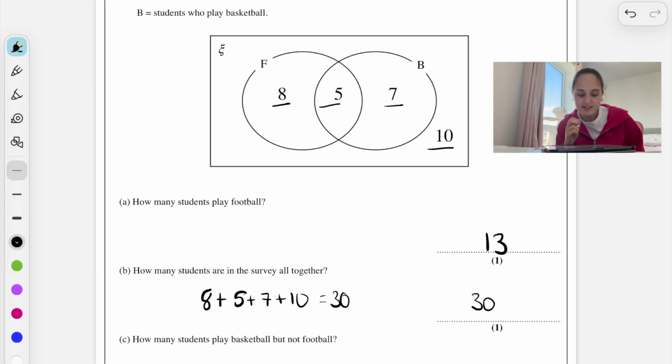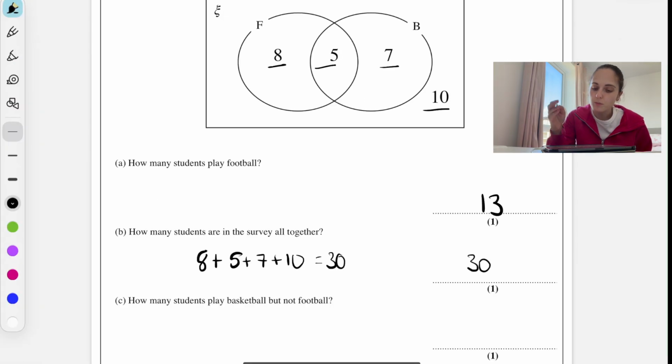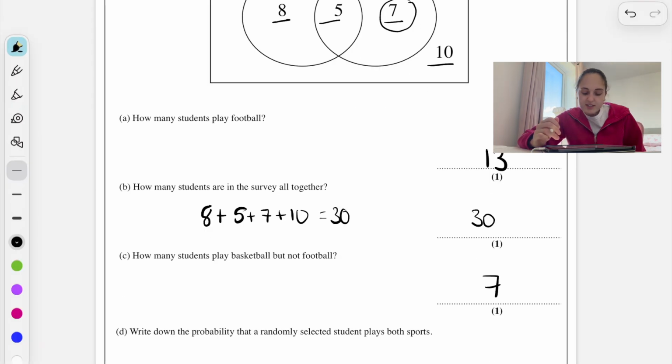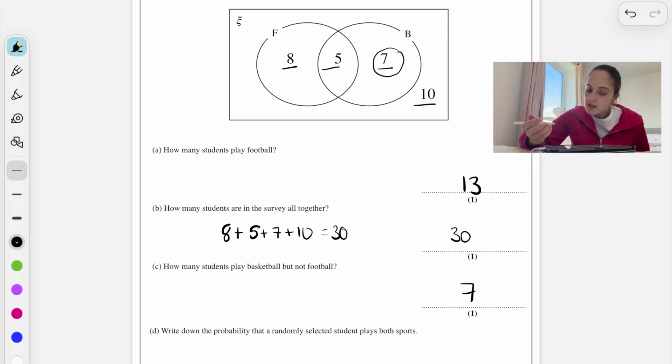And then for the next part, it says how many students play basketball but not football. The basketballs but not footballs are going to be these ones, so that's just going to be 7. This next part, it says write down the probability that a randomly selected student plays both sports. Both sports, that's football and basketball, so that's going to be the numbers in the middle. So it's going to be 5 out of the total, and there's 30 in total. So it's 5 over 30. If you want, you can simplify this to 1 over 6.